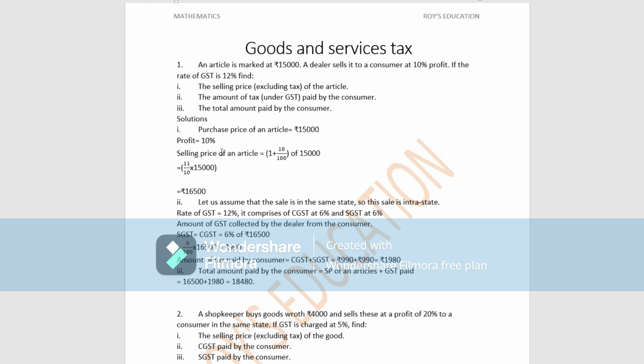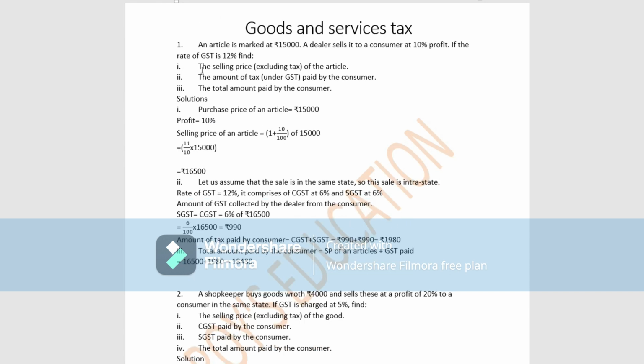Number one, the selling price of the article. Here the purchase price of the article is rupees 15,000. The profit is 10%. Now the selling price of the article is 1 plus 10 by 100 of 15,000. That means 11 by 10 into 15,000. So we have got 16,500. So this is the selling price of the article.